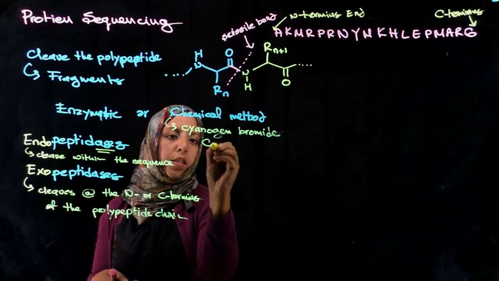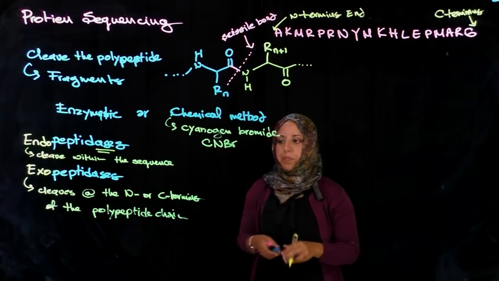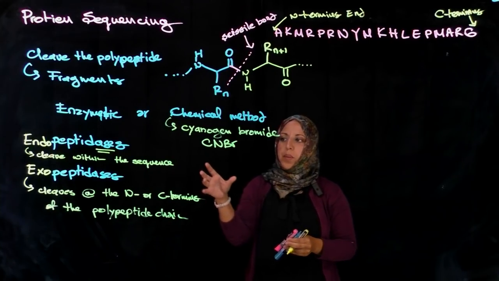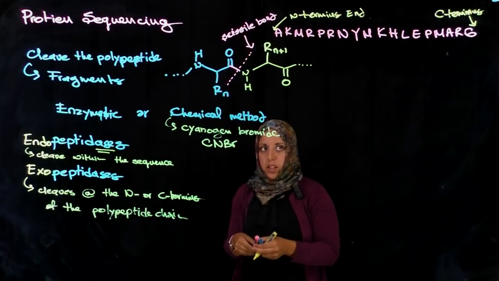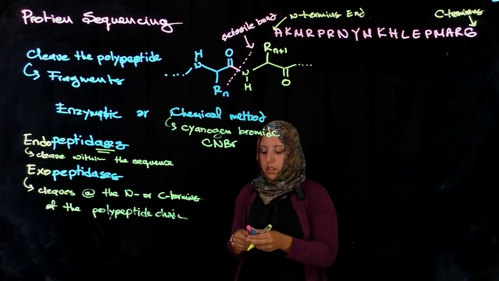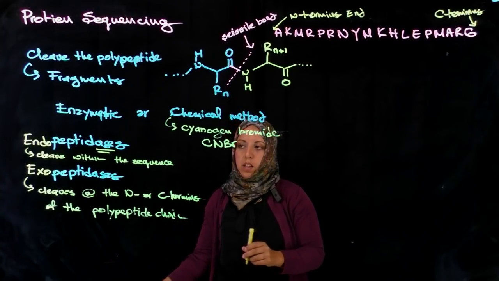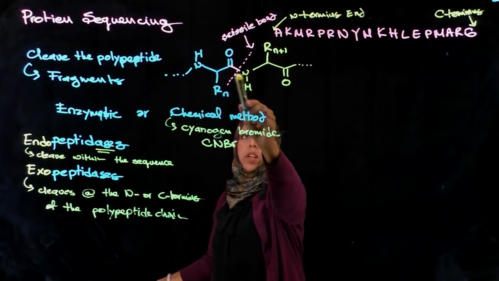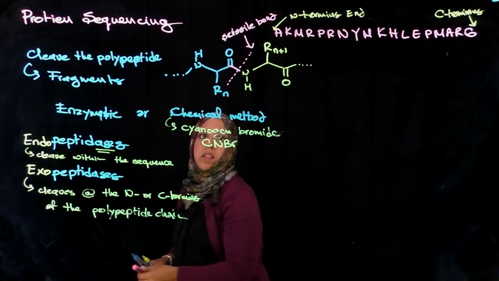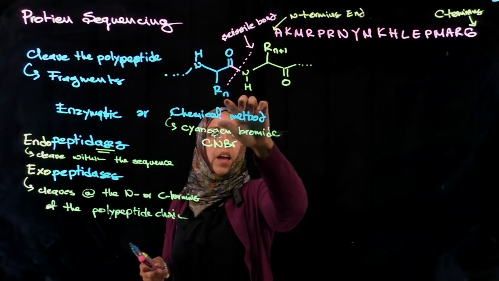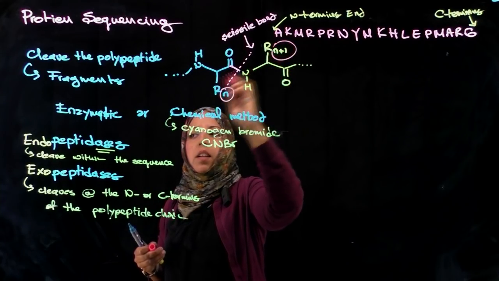And oftentimes we'll see it abbreviated as cyanogen bromide. Okay. So what are some examples of endopeptidases and exopeptidases? We're going to take a look at two examples of endopeptidases. And again, they're cleaving a specific peptide bond within the sequence, and that peptide bond is between N and N plus 1. It's between two given amino acids.